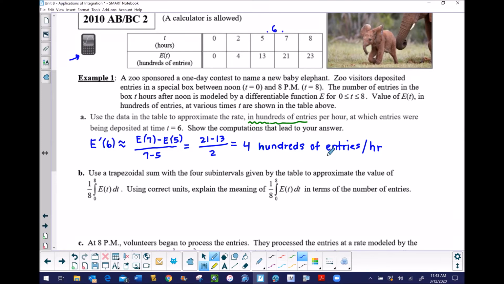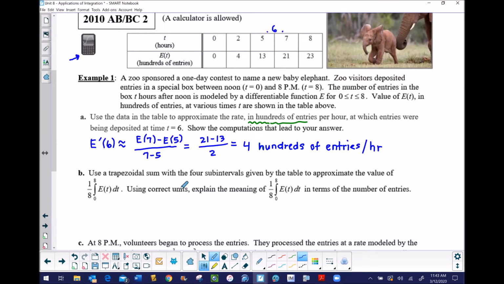So, all right, let's take a look at part B. Use a trapezoidal sum with the 4 subintervals given by the table to approximate the value of 1/8 times the integration from 0 to 8 of E of t with respect to t. Use correct units. Explain the meaning of that integral in terms of the number of entries.